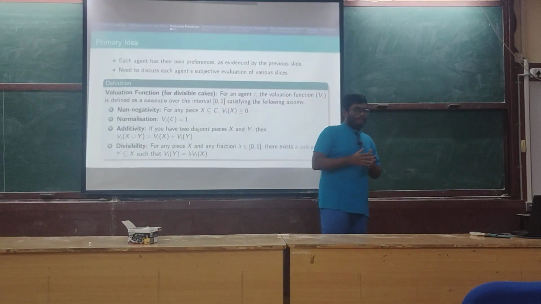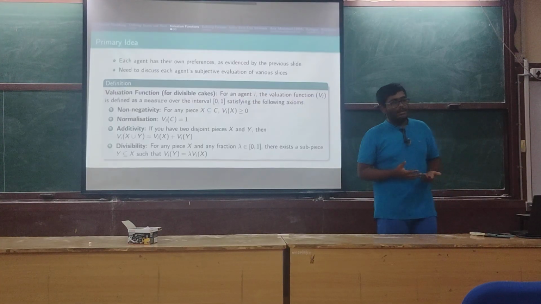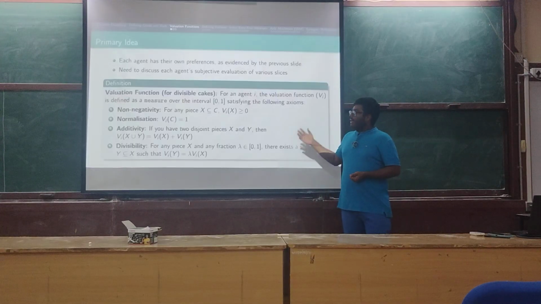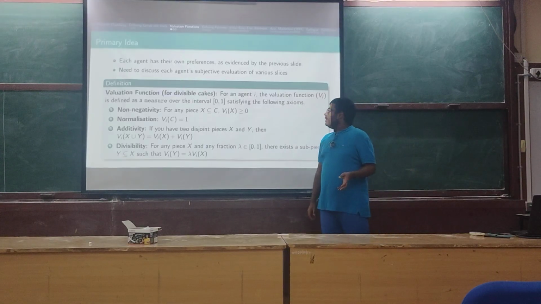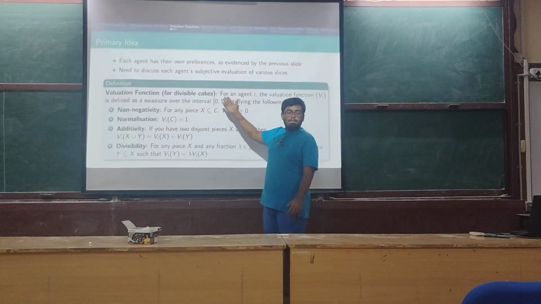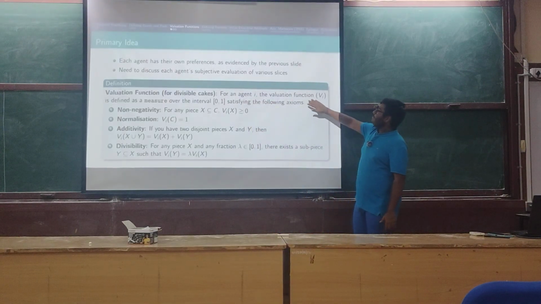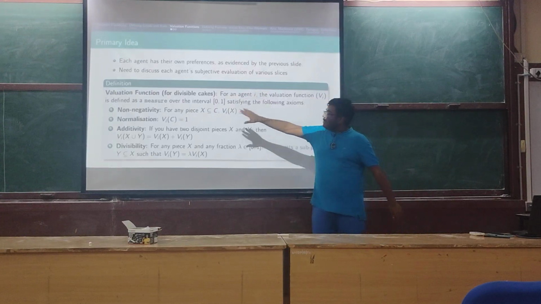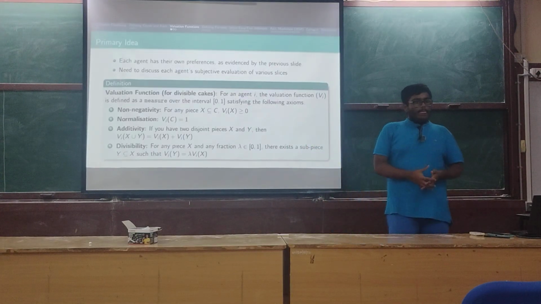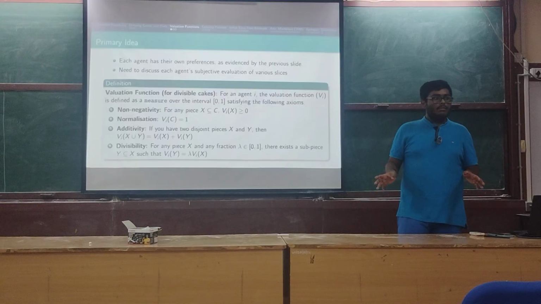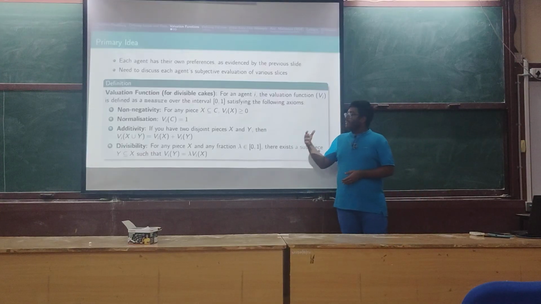Obviously, depending on the cake we are discussing, whether it is finitely divisible or infinitely divisible, we will have two valuation functions defined. However, I will first start off with the definition of the valuation function for divisible cakes. So what is it really? It is basically something subjective to an agent i. For an agent i, the valuation function represented by Vi is defined as a measure over the interval 0 to 1 satisfying the following axioms. We will get to the axioms later, but is everybody aware of the idea of a measure here? Okay, even then I will still mention it once.